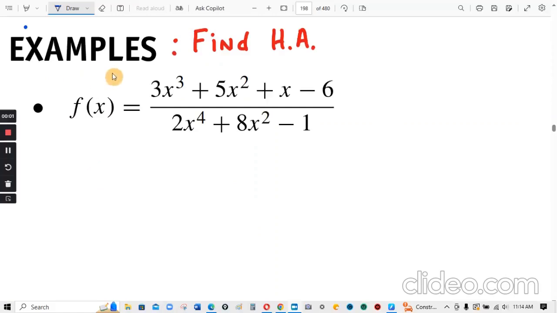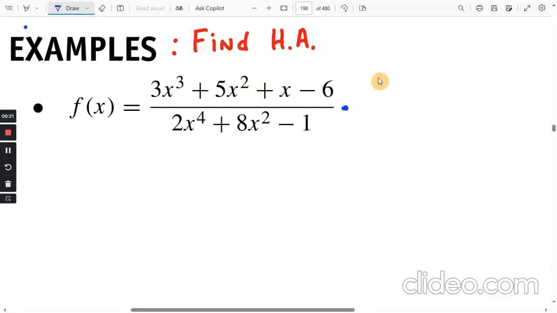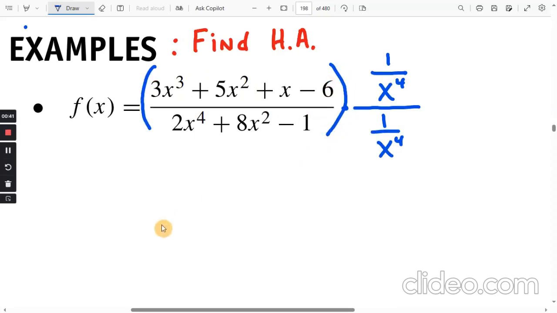Just a couple more examples where we're going to find the horizontal asymptotes. Now, you don't have to do it the way I'm going to do it. This is just to prove to you why the notes work. So what I'm going to do, I see the highest exponent, x to the 4th. I am going to multiply the top or numerator by 1 over x to the 4th. And I'm going to multiply the bottom or denominator by 1 over x to the 4th. The same term over itself is basically the same as multiplying by 1. So I'm allowed to do that.